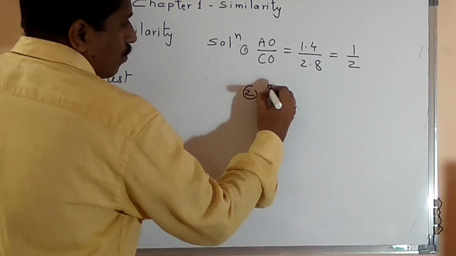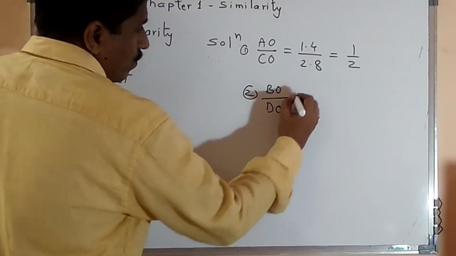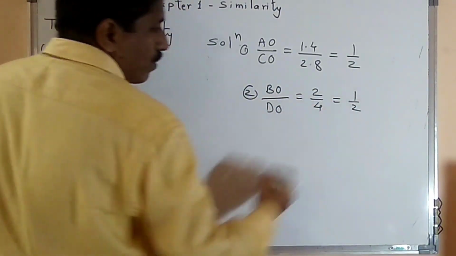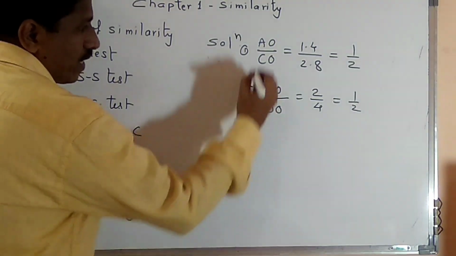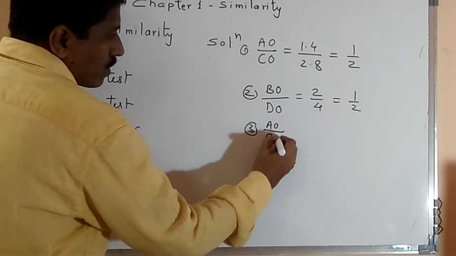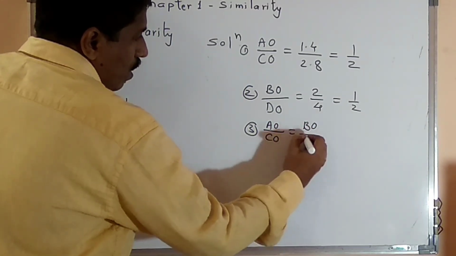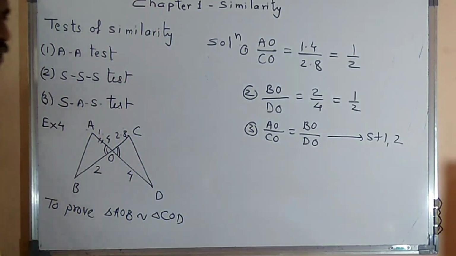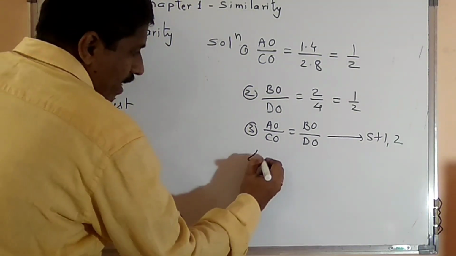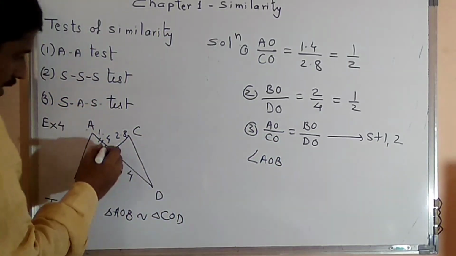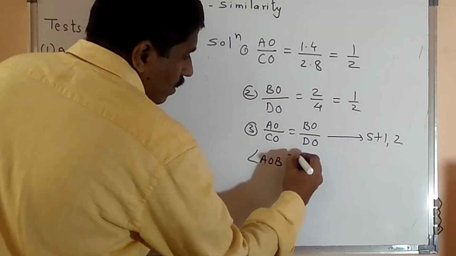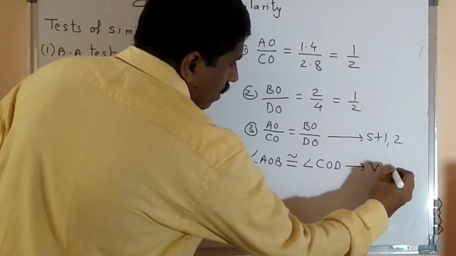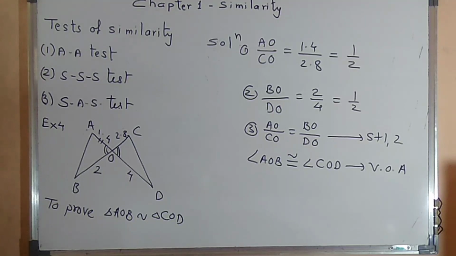Then BO upon DO. This is 2. This one is 4. Again 1 upon 2. So from 1 and 2, what I will get? AO upon CO is equal to BO upon DO. The reason for this is from statement 1 and 2. And I know that angle AOB, this angle, is congruent to angle COD. Reason for this is vertically opposite angles are congruent.